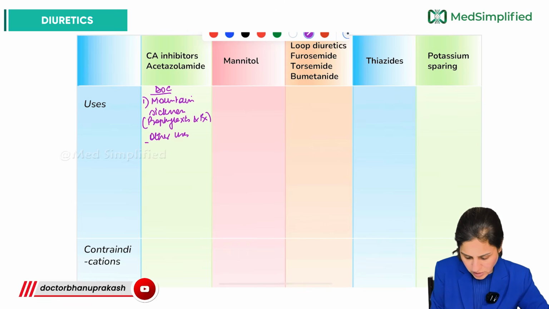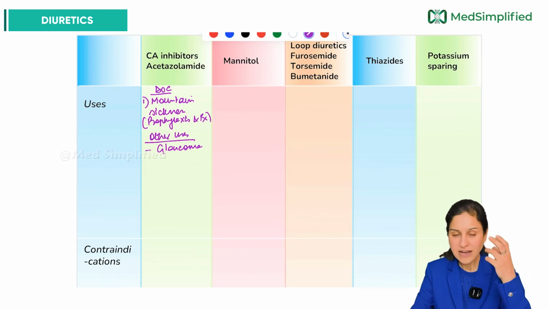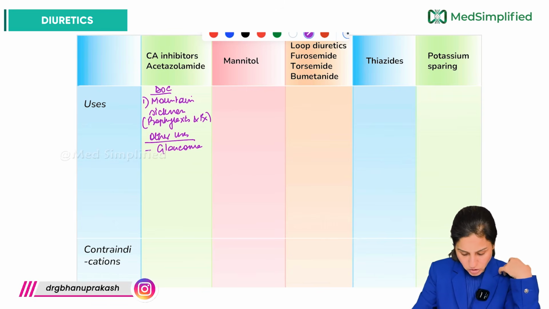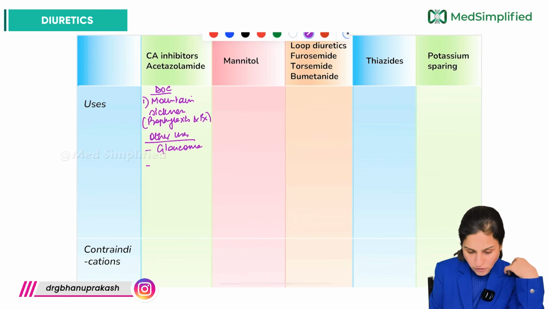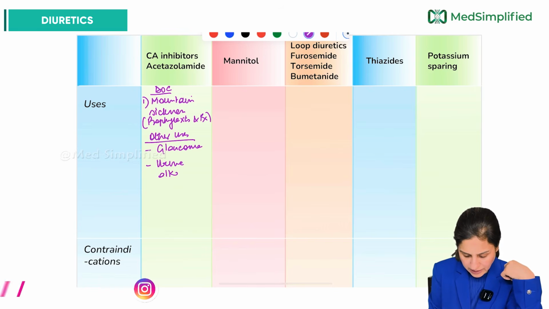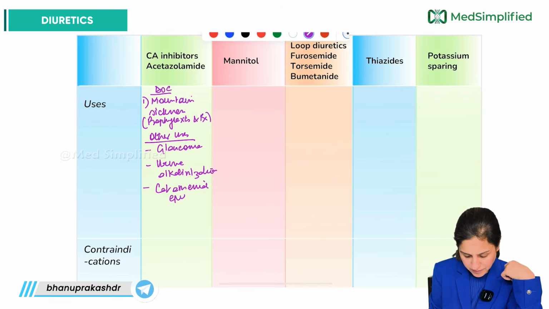The other use is glaucoma. So systemically acetazolamide is used in case of narrow angle glaucoma, but then we have topical carbonic anhydrase inhibitors like dorzolamide, brinzolamide that can be used in glaucoma. It can also be used in case of urinary alkalinization, right, and in case of catamenial epilepsy.